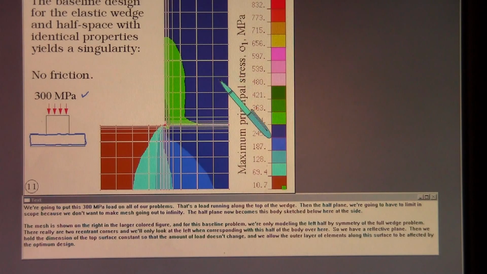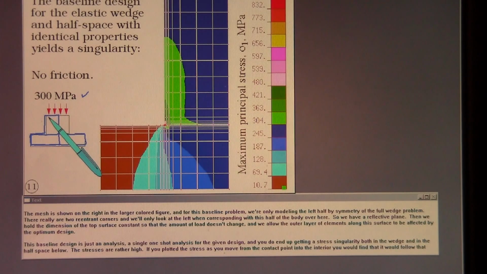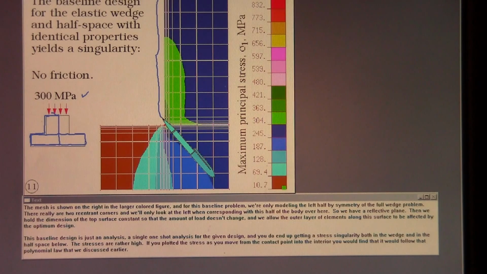Now the mesh is shown on the right in the larger colored figure, and for this baseline problem, we're only modeling the left half by symmetry of the full wedge problem. There really are two reentrant corners, and we'll only look at the left one corresponding with this half of the body over here, you see. So we have a reflective plane. Then we hold the dimension of the top surface constant so that the amount of load doesn't change, and we allow the outer layer of elements along this surface to be affected by the optimum design.